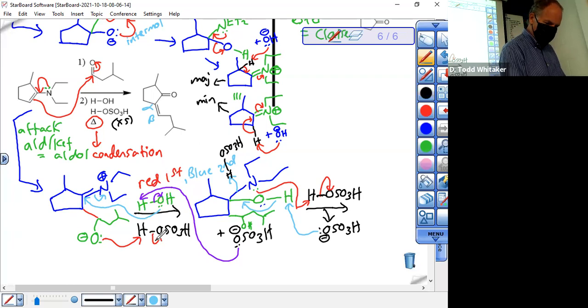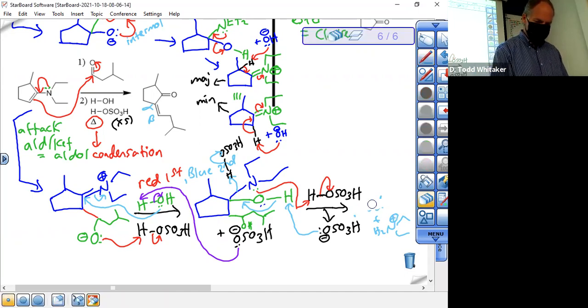Blue second. Okay. Oh, it doesn't look so good. That's it. Protonated ammonium ion there. Let that sink in. Oh, we're not... We don't have the product. My goodness. We have the Aldol product. We're not there.